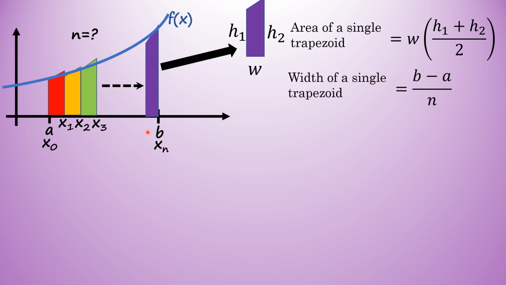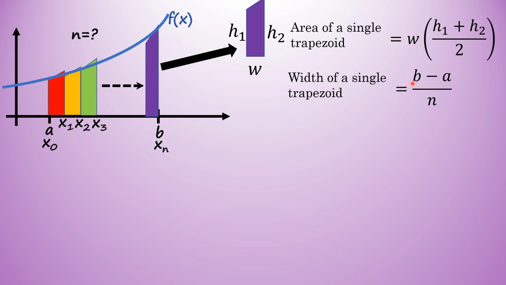In this generalization, the width of a single trapezoid is the difference between the end of our interval and the beginning of the interval divided by the number of trapezoids. Recall what we did in our example. It went from 1 to 9, so there were 8 units from the beginning to the end, and we used 4 trapezoids of equal width. 8 divided by 4 was 2.